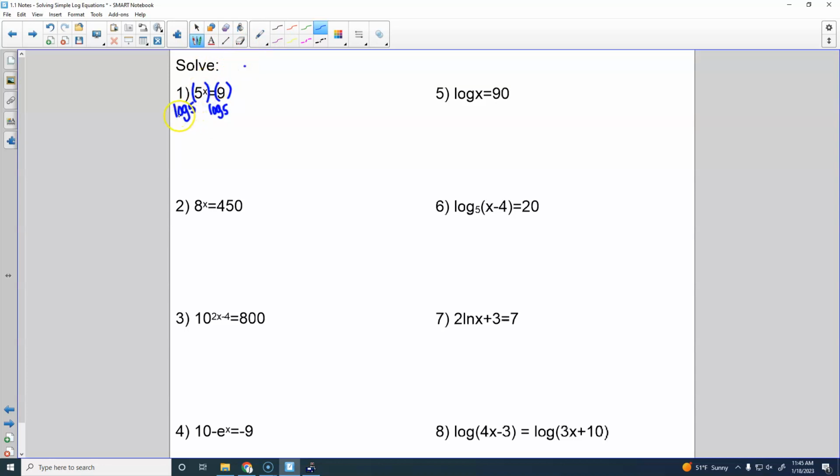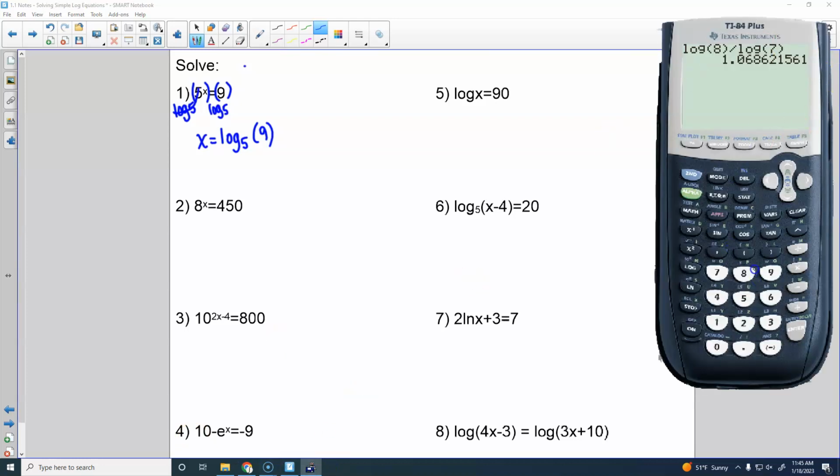When you do log base 5 of 5 to a power, that cancels. You just have x over here. And then you have log base 5 of 9 over here. You can just type that into the calculator: log of 9 divided by log of 5 will give you 1.365.